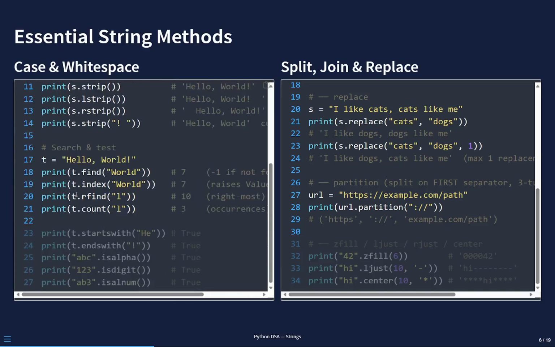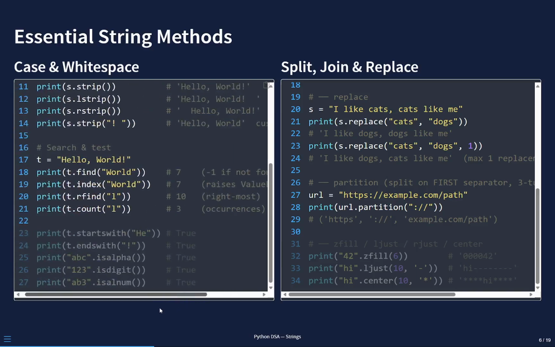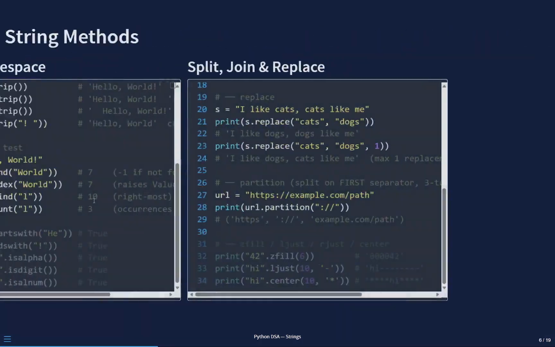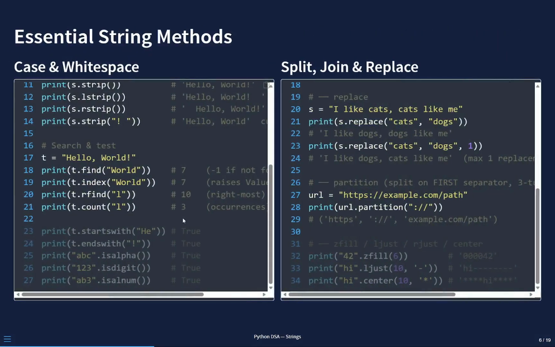Search and test. find returns the index of the first occurrence, or -1 if not found. index does the same, but raises ValueError on failure. Use find when absence is a valid outcome, index when it's an error. rfind searches from the right. count returns the number of non-overlapping occurrences. startswith and endswith test prefixes and suffixes. These predicates, isalpha, isdigit, isalnum, test character composition.